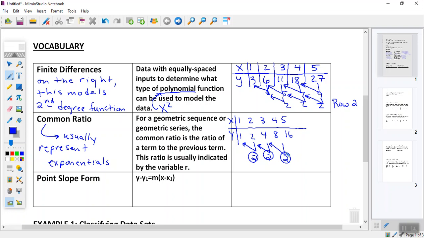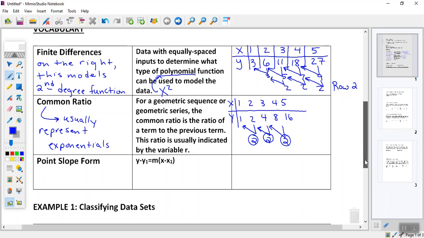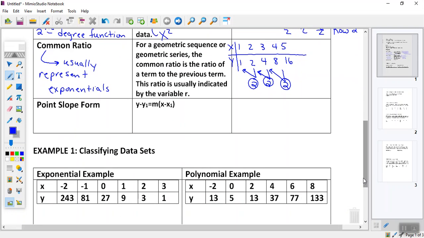Another thing we need to recall is point-slope form. Point-slope form is for linear functions. Okay, this is the formula: y minus y1 equals m times x minus x1. We can write an equation for any line if we know a point and what else? Okay, pick a point, kids. 2, 7.